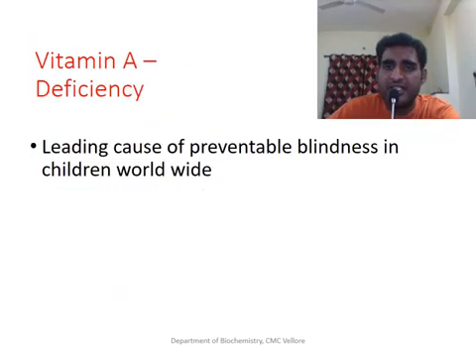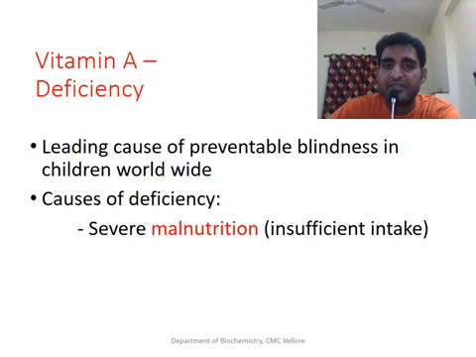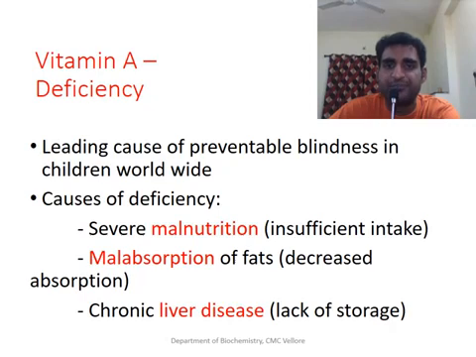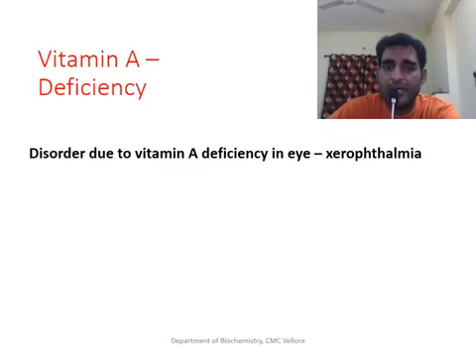Vitamin A deficiency is the leading cause of preventable blindness worldwide. Some of the causes for deficiency are severe malnutrition, fat malabsorption, and chronic liver diseases. The deficiency of vitamin A primarily affects the eye, and the disorder is called xerophthalmia.